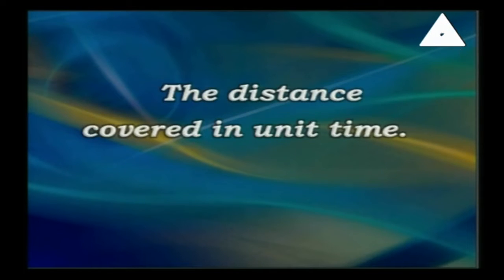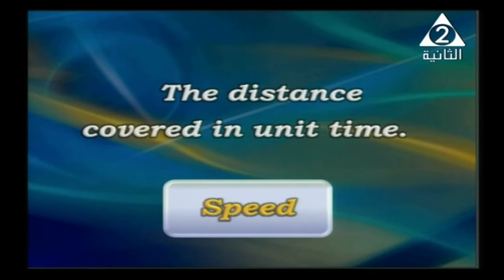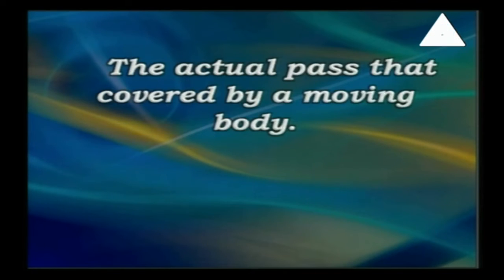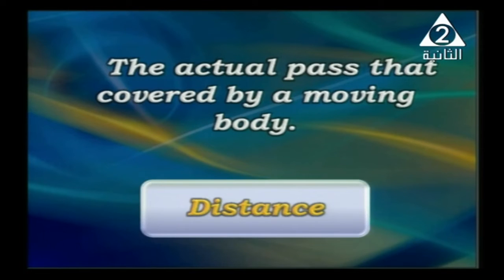Another one: the distance covered in unit time. This one is very easy, it's speed, right? After that, we have the actual path. The key words here are actual path covered by a moving body. It means distance, not displacement. Why? Because displacement needs a direction. Distance doesn't need direction, because it is a scalar quantity.